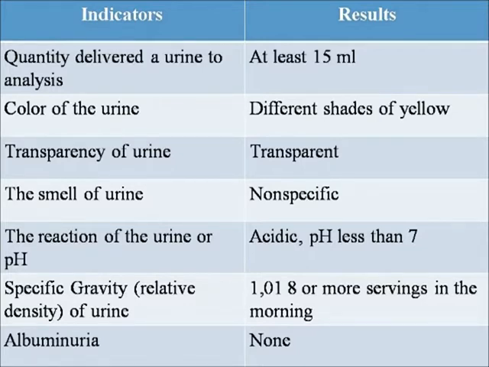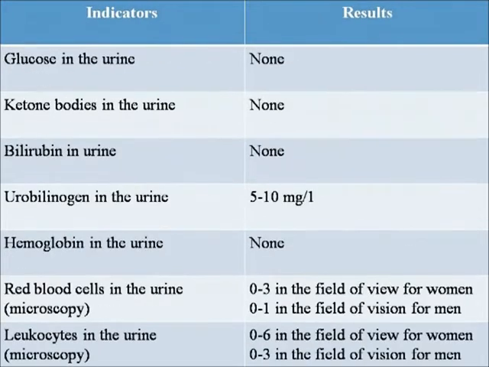And there is absence of albuminuria. The glucose, ketone bodies, bilirubin, and hemoglobin must be absent in the urine. The amount of urobilinogen in the urine is about 5 to 10 mg per liter.